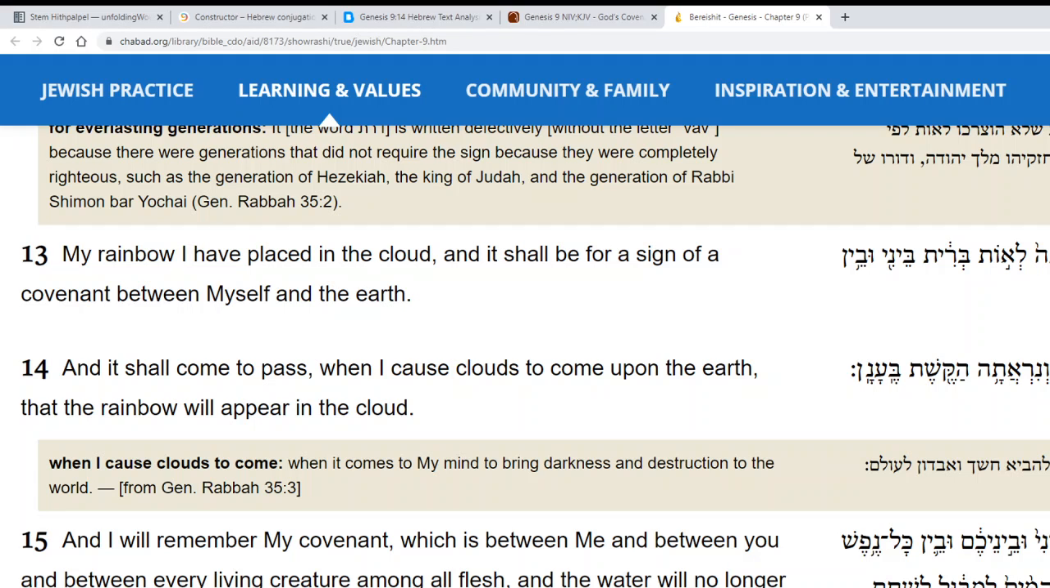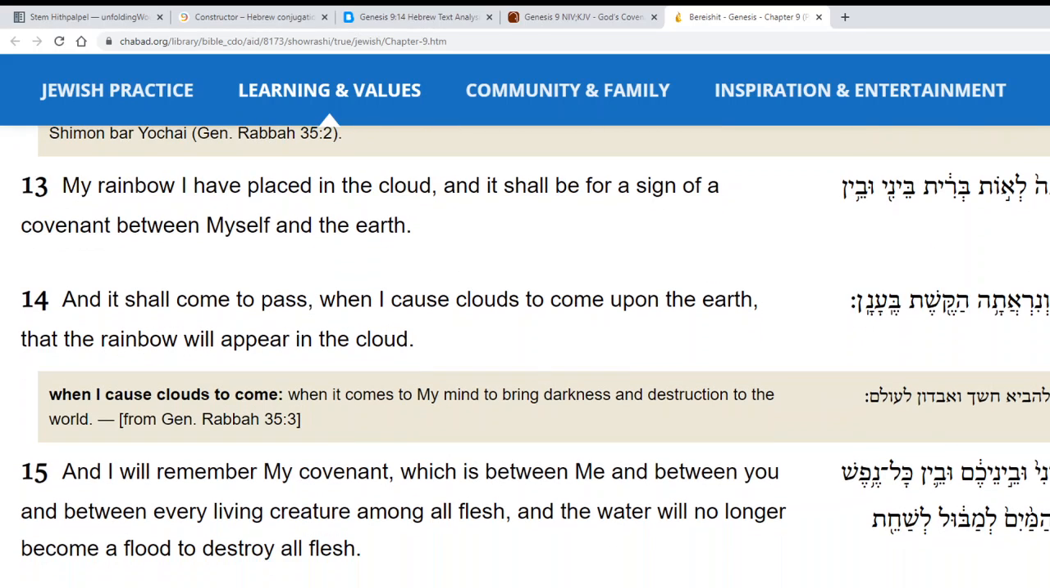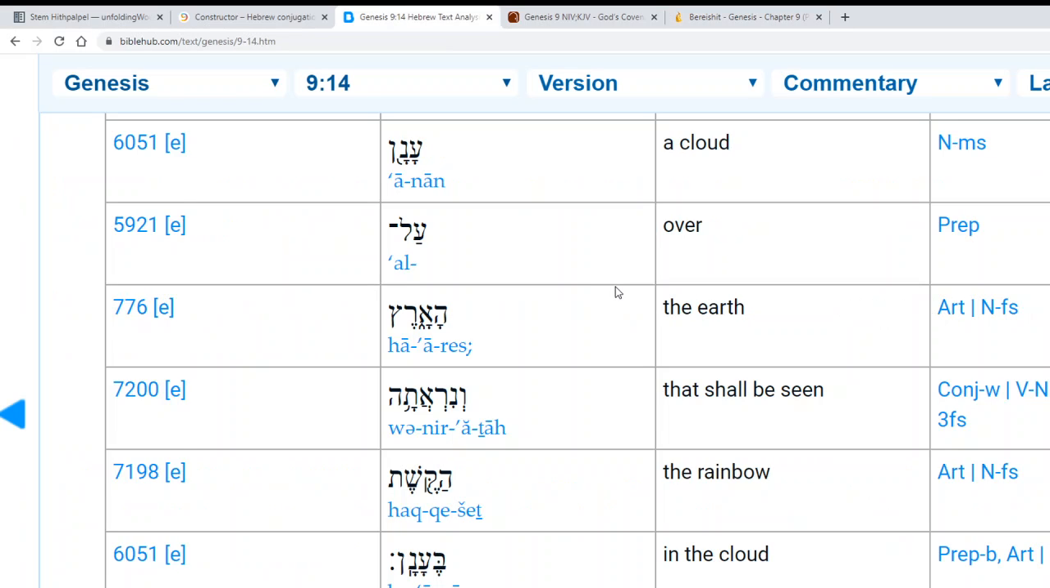So, ba'anani anan al haaretz. I did not realize this, probably because I forgot it. I have gone through the Rashis here before, but my memory is not what it used to be. So, ba'anani anan. Very interesting. Okay, let's keep on going.